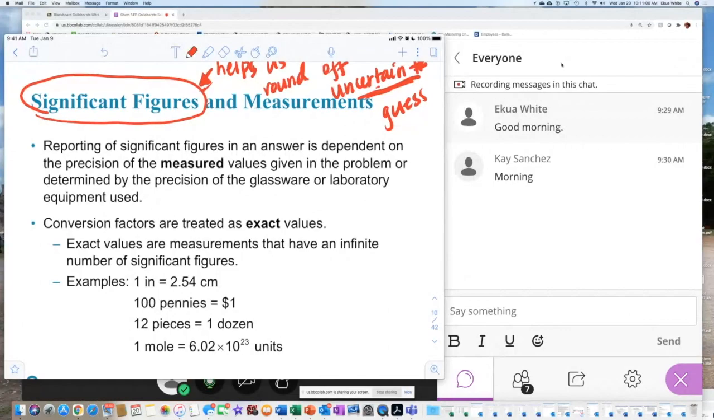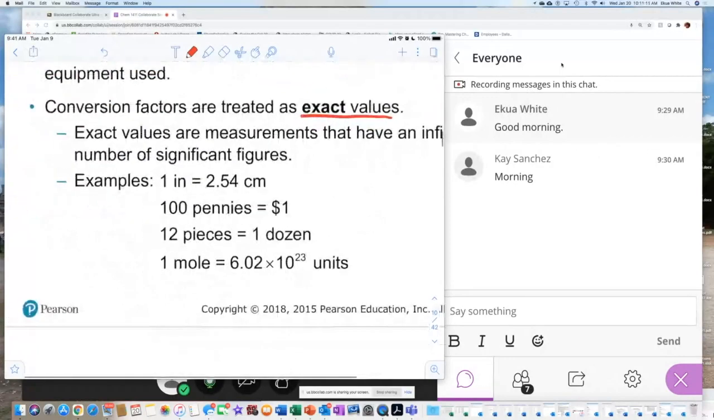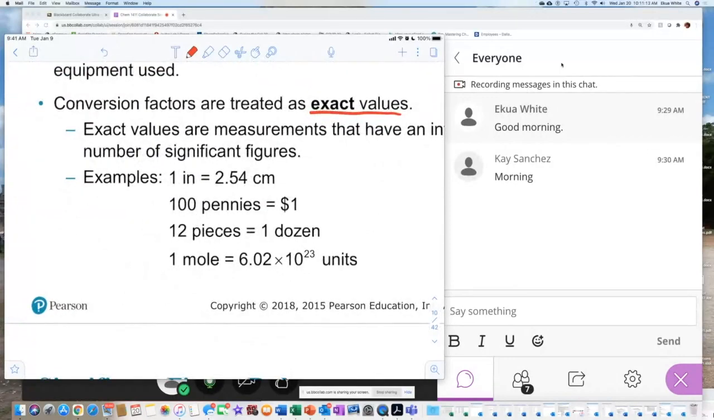Before we talk about reporting significant figures, comparing measured values, exact values with guess values, we have to learn what exact values are. So you're given examples here. These are considered exact values because they don't change based on the situation. 1 inch is equal to 2.54 centimeters. This is an equality. An equality just means that you're measuring the same thing, in this context length, but you're reporting it in two different units.